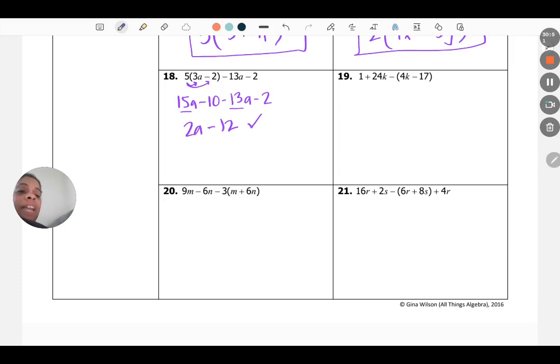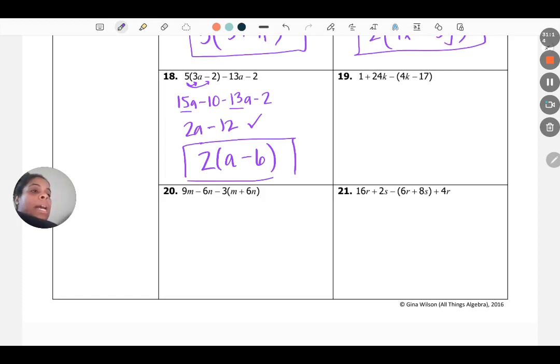And I know the factor is going to be 2 because they're both even. So 2 is going to factor into 2a, and it leaves the a minus, and 12 divided by 2 is 6. Boom. All right, easy, easy. All right, here we go.